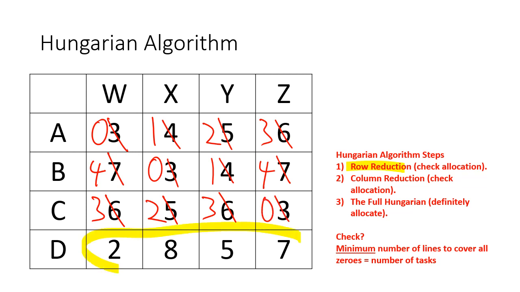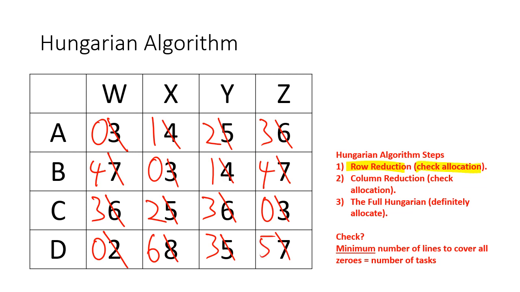Final row, let's check here. Lowest number is 2 this time, so we're going to subtract 2 from everything. So 2 minus 2, 0. 8 minus 2, 6. 5 minus 2, 3. 7 minus 2, 5. Now, we've done our row reduction.